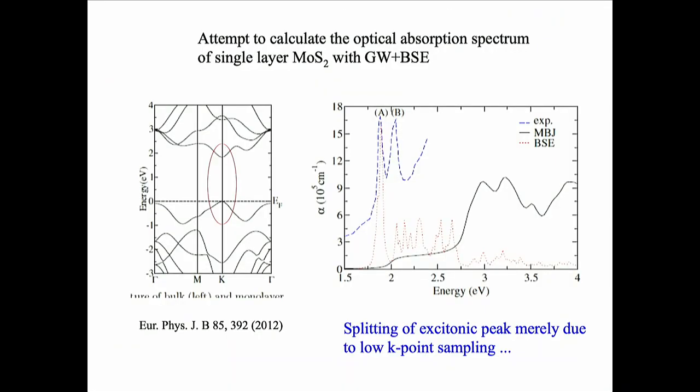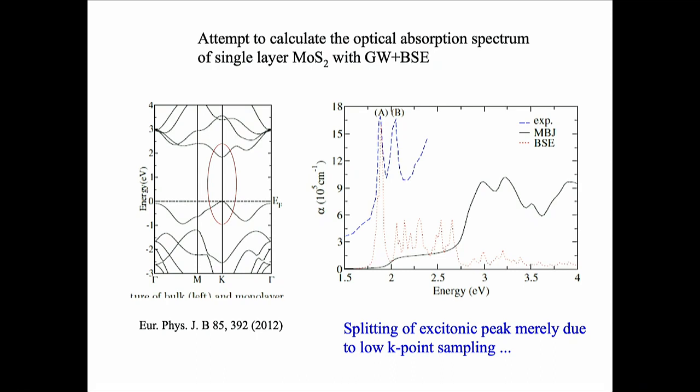But this did not prevent other people at the same time from doing the calculations without spin-orbit splitting. So here you see just a doubly degenerate valence band maximum. And they also got some peaks. And yeah, great, there is the A and the B peak in the experiment. In my Bethe-Salpeter equation, I see more peaks, but I say 2 peaks, so great, I reproduce the experiment.